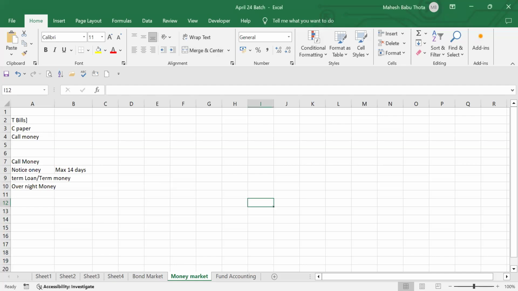So that is called which money? Overnight money. Within a day, we have to repay. Today we will get the loan, and tomorrow itself we have to pay back. That is called overnight money. And also there is a weekend money.